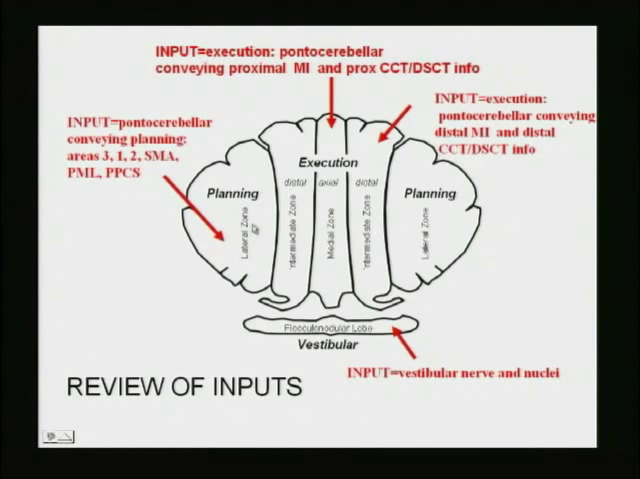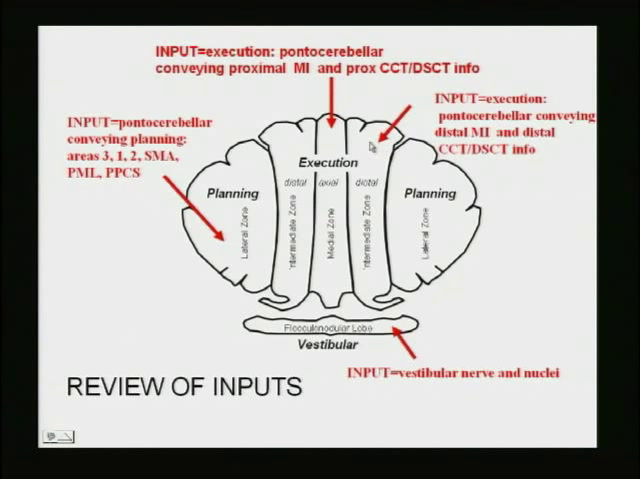So let's think about planning. The input is pontocerebellar, okay? The cortex goes to the pons before the pons goes to the cerebellum. Those cortical fibers are sending information from visual cortex, somatosensory cortex, planning cortex, all those things go into the lateral zone. But the cortex has to go to the pons first. Then if we do the intermediate zone next, we're thinking execution. What kind of information? Again, the olive's going all over. Don't forget the olive. I haven't listed it because I think you should know it.